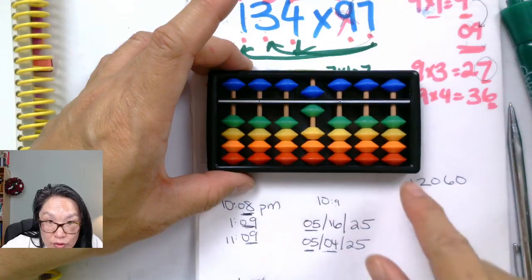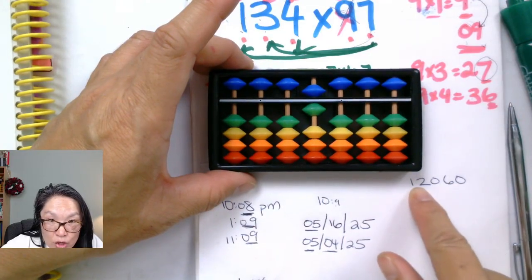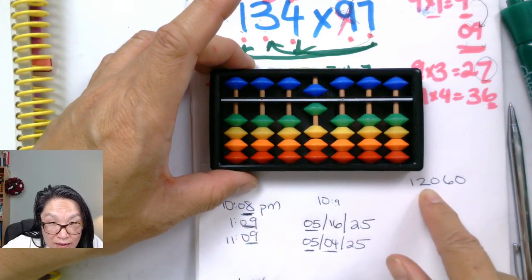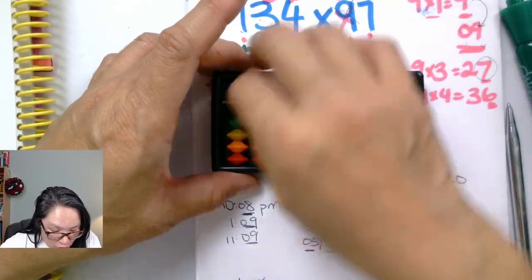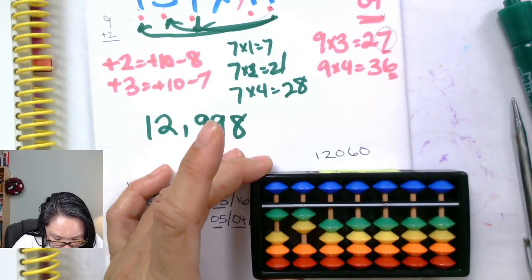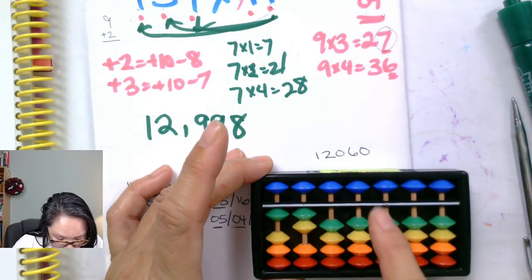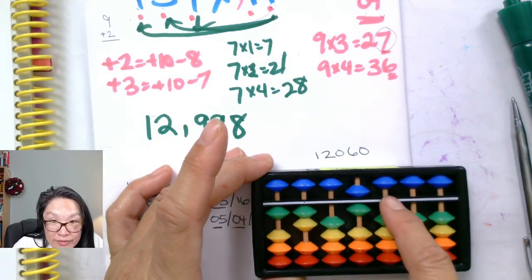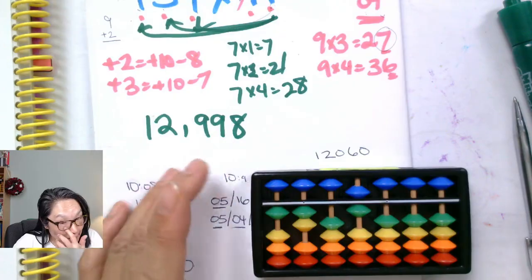So when we go through this question, this number right here, 12,060. To do 12,060, we do 12,000, right? 0, 6, 0. That's what that number looks like.